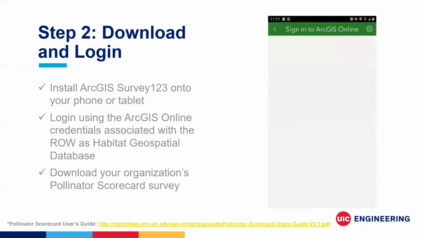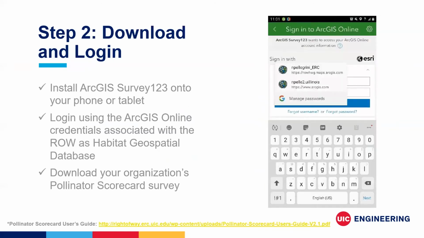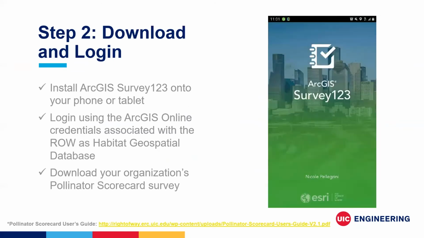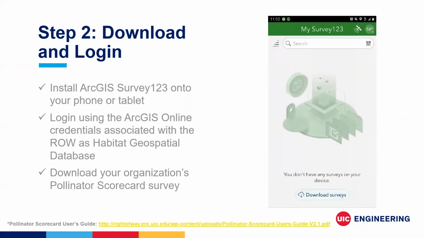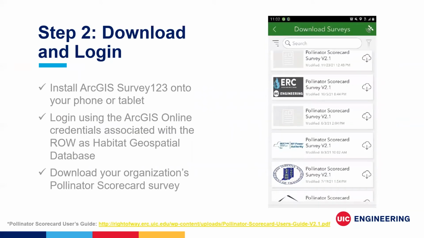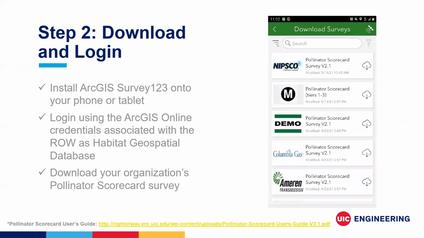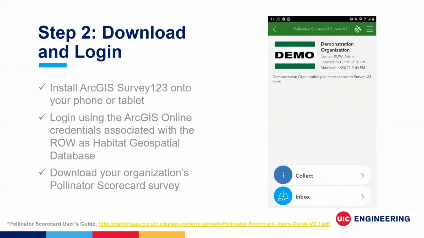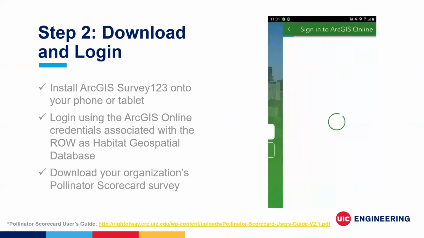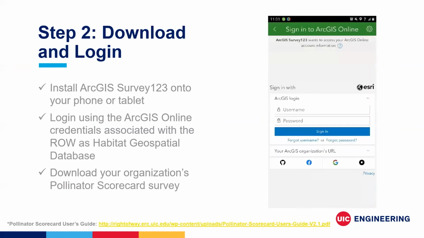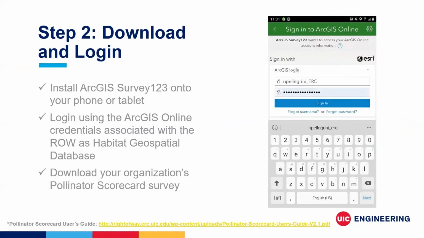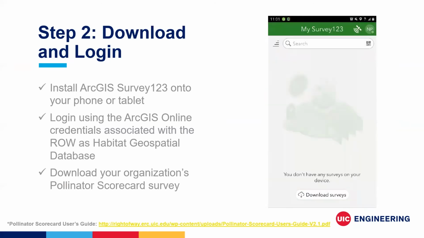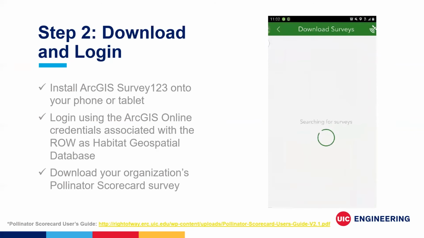As a member of your organization's field worker group, you'll have access to the Pollinator Scorecard survey in the ArcGIS Survey123 app, which is free on the Apple app or Google Play stores. After installing, log in using your ArcGIS Online credentials associated with the database. Then download the Pollinator Scorecard survey for your organization to see it populated in your Survey123 home screen.